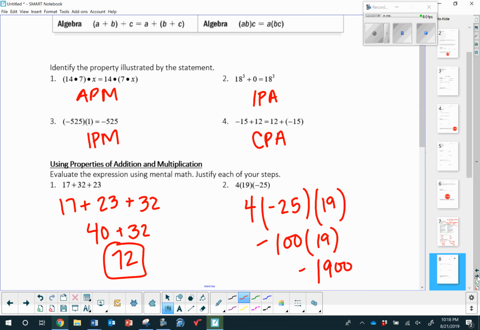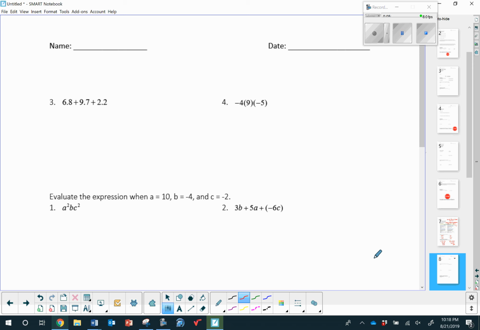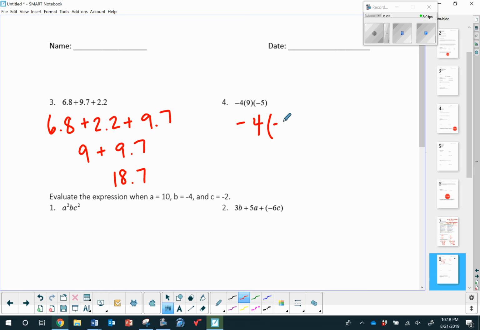All right, moving right along to the back. Same thing here. Think about what order it makes sense to add these decimals in. I like to work with numbers that make 10. So I'm going to add 6.8 plus 2.2 plus 9.7 to get 9 plus 9.7, which is then simply 18.7. Number 4, again, I think working with multiples of 5 is easy. So -4 times -5 times 9 equals 20 times 9, which then I know equals 180.